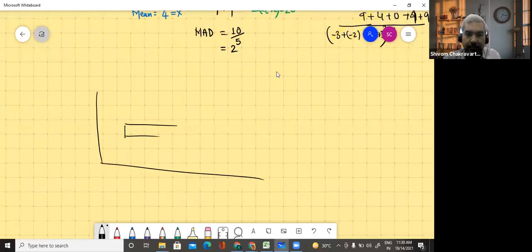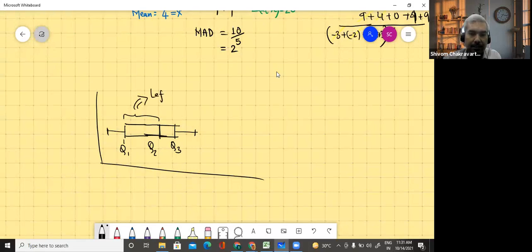If the box plot is like this, this point is the first quartile, somewhere here will be the second quartile, and this is the third quartile. Suppose the second quartile is here, and the tails are almost similar. Just by looking at this, we see that this portion is higher. We can infer that the original data is left skew.